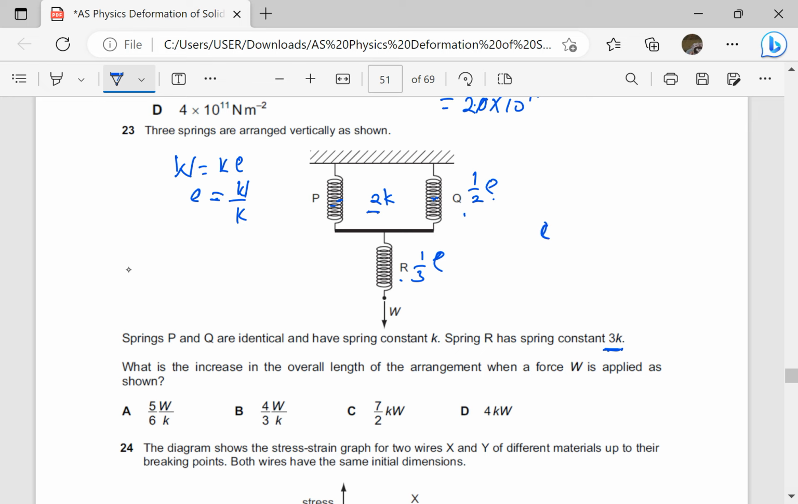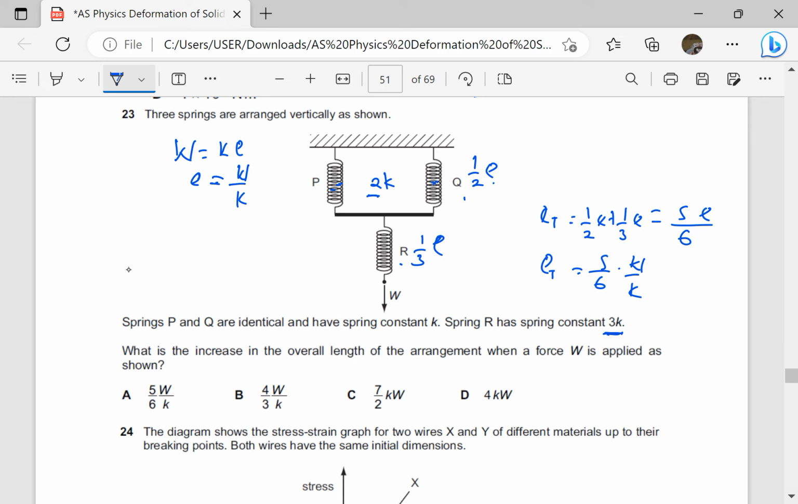So it means total extension is going to be 1/2 E plus 1/3E, which is giving us LCM is 6, that is 3 plus 2, that is 5E over 6. But remember, E is W/K. So total extension is going to be 5/6 times W/K. So the answer is going to be, I think we have done this question earlier on.